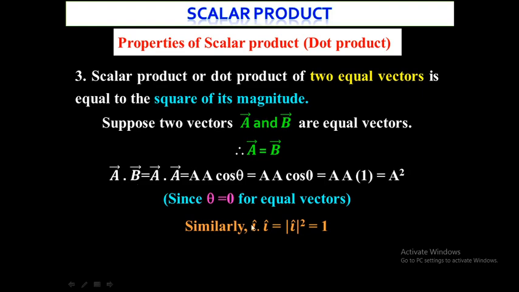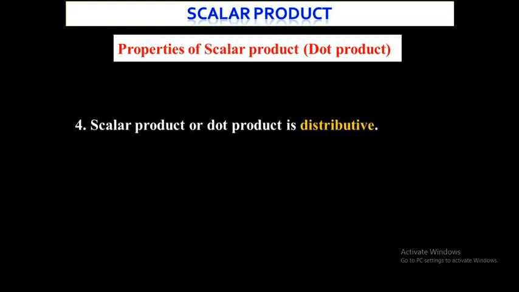Similarly, for the unit vectors, i dot i is the magnitude of i squared, that is 1, j dot j is 1, and similarly k dot k is 1. So the third property is that the scalar product or dot product of two equal vectors is equal to the square of its magnitude. Now we will move towards the fourth property.